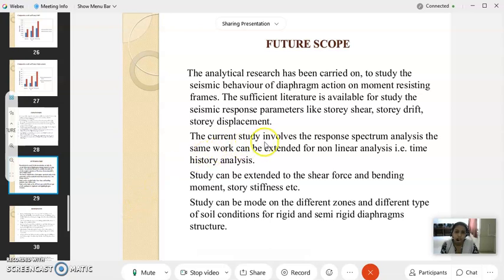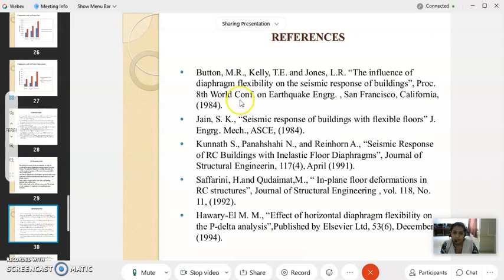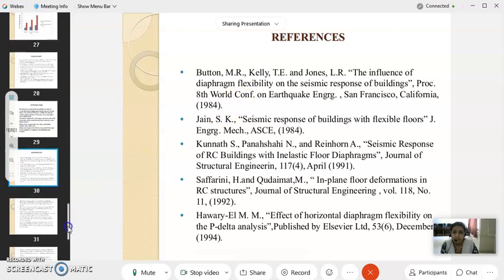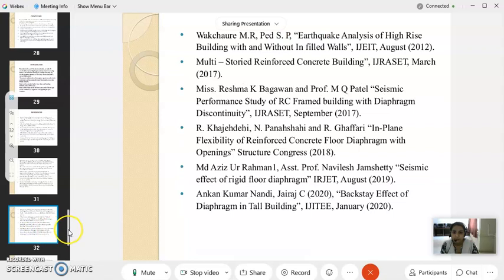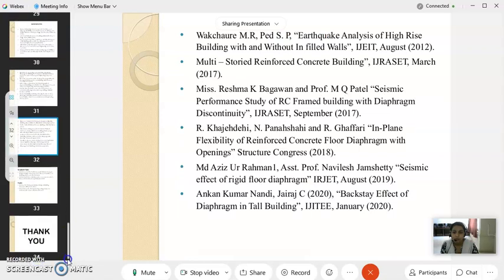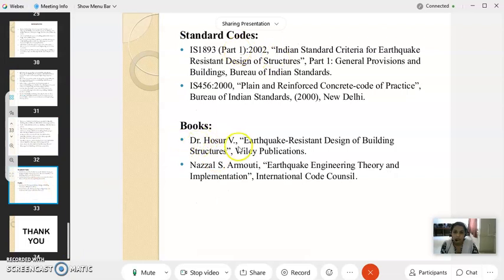Future scope. The current study involves response spectrum analysis, and the same work can be extended for non-linear analysis, that is, time history analysis. Next, these are the references. These are the standard course books.